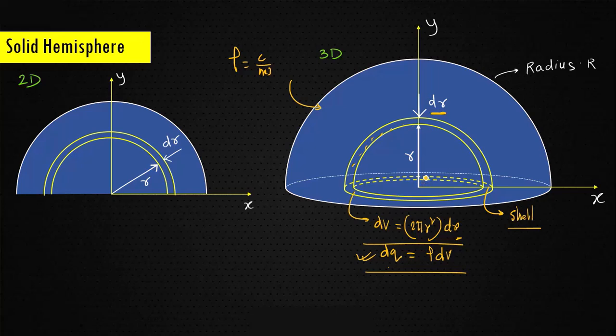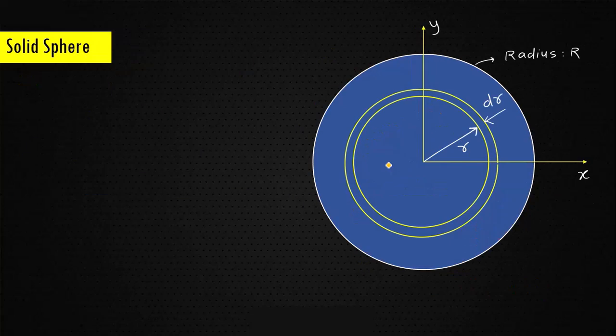Again, dq becomes a function of small r. That means integration should be done against the limit of small r. What is the limit? Here the limit is from 0 to capital R again, because small r is varying between 0 and capital R. So this is a kind of 3D element. Now moving on to the solid sphere. If I consider, instead of a hemisphere, a solid sphere, this type of element you have to take.